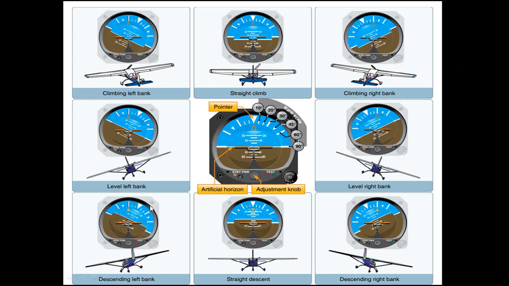Now this is an example of descending left banking. Since you are descending, more ground is visible. You can observe more brown color portion than blue portion. So you are descending, it means you are losing height. It means more ground is visible to you. The meter has turned to your right, it means your aircraft has turned to left. This is straight descent. More ground is visible without any banking. Descending right bank, more ground is visible, meter turns to your left, your aircraft turns to right.